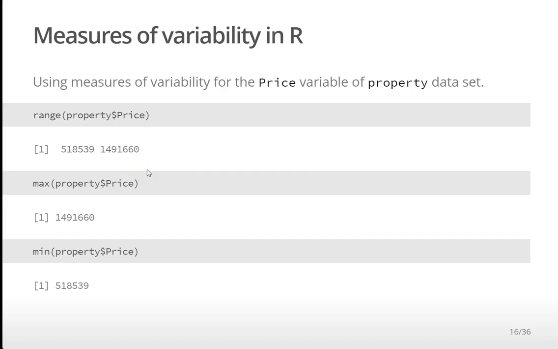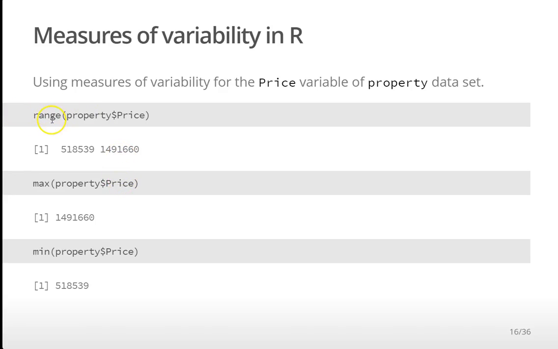The cheapest house inside that dataset was something around $500,000, and the most expensive one was something around $1,500,000. So this is the range of the price that is available in this data set.